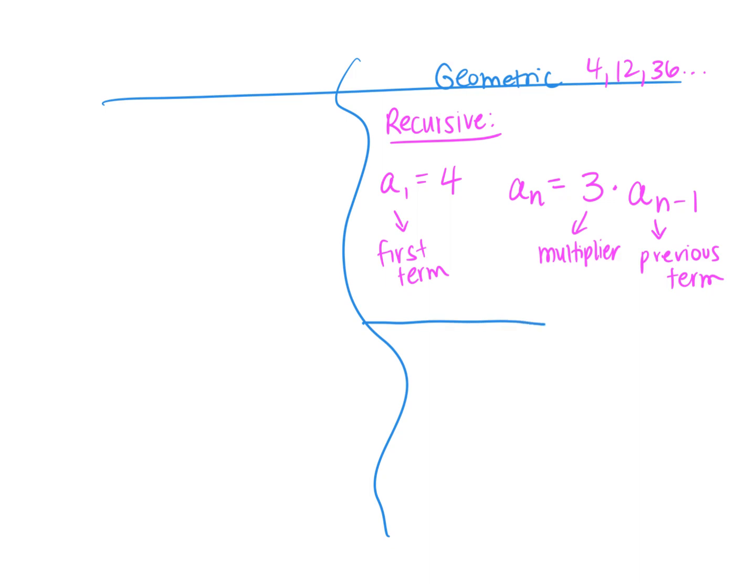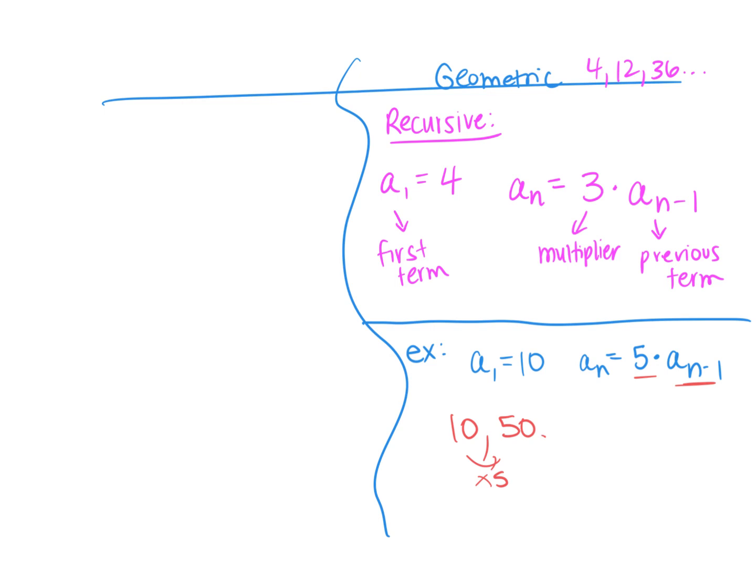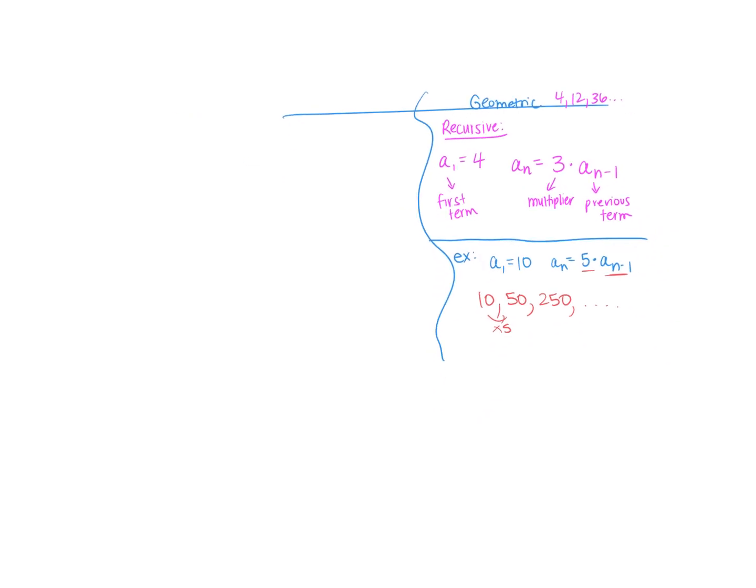So let's do an example now. I'll give you a second to get that down if you haven't yet. So an example would be if I gave you this rule, I'll say a to the first equals 10. And then the recursive rule is 5 times a to the n minus 1. So then that tells me, hey, I know my first term, it's 10. And then I'm going to take the previous term, just times it by 5. So if I have 10, if I times it by 5, I would get 50. If I times that by 5, I'd get 250. And then I could keep going from there. Okay, so there's one example.